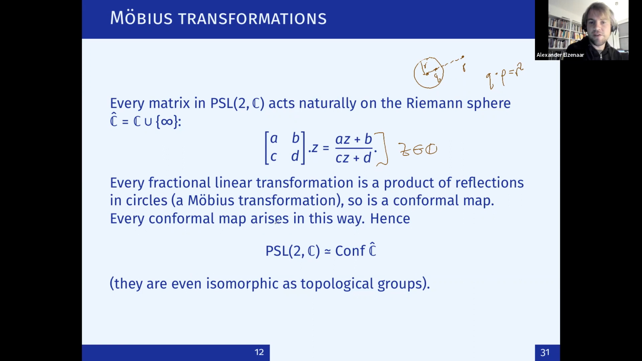And these are called Möbius transformations. Reflections in circles are conformal. Hence, all of these maps are conformal. And by conformal, I mean locally the derivative maps preserve angles. In fact, every conformal map arises in this way, and so we have a natural isomorphism between PSL2C and the group of conformal maps on the Riemann sphere, and in fact, these are isomorphic as topological groups with the compact open topology. Again, I don't care what that topology is, but they're isomorphic as topological groups.